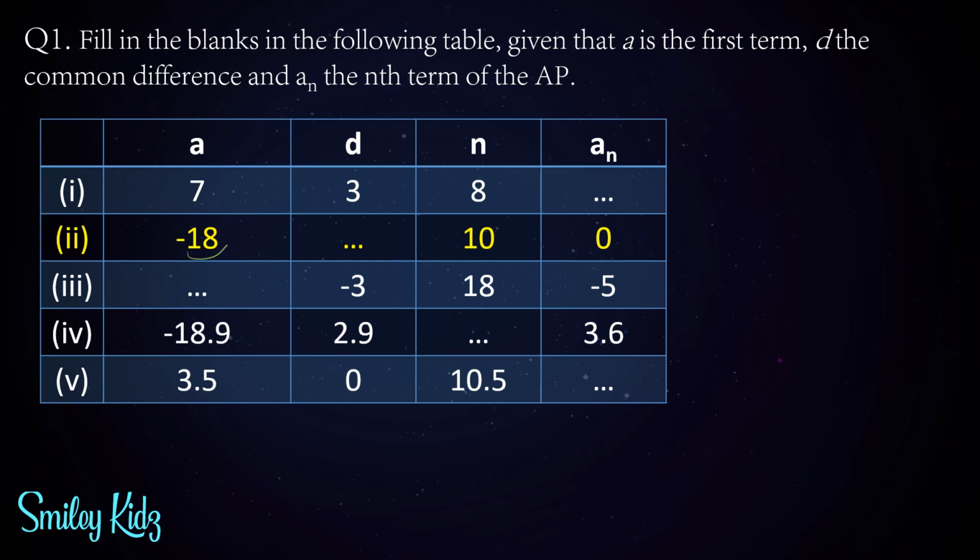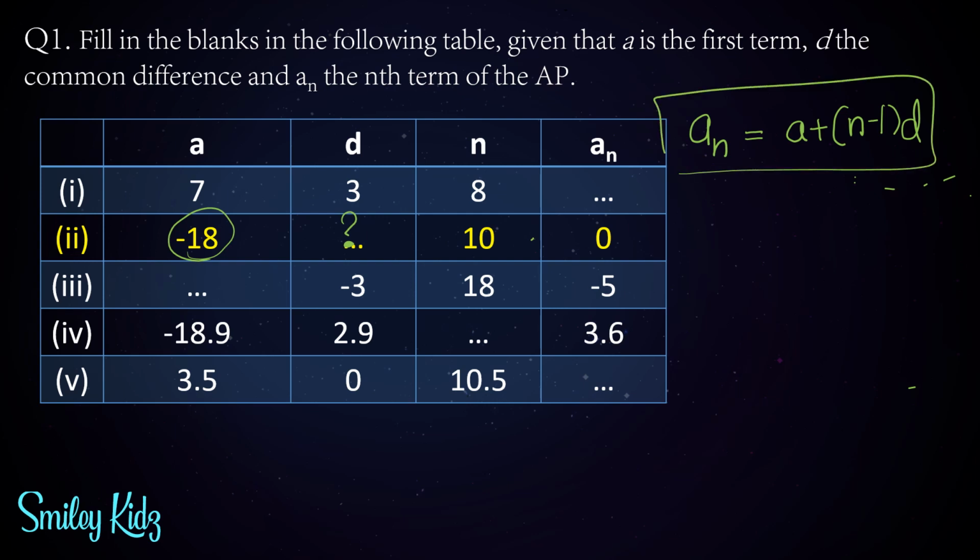So here we have minus 18 as A and D here is the unknown value followed by N as 10 and AN as 0. Now what is the formula? AN is equal to A plus N minus 1 into D. Isn't it? Now we're going to substitute the values and find out the unknown value from our given data. Now what is the value of AN? AN is equal to 0.